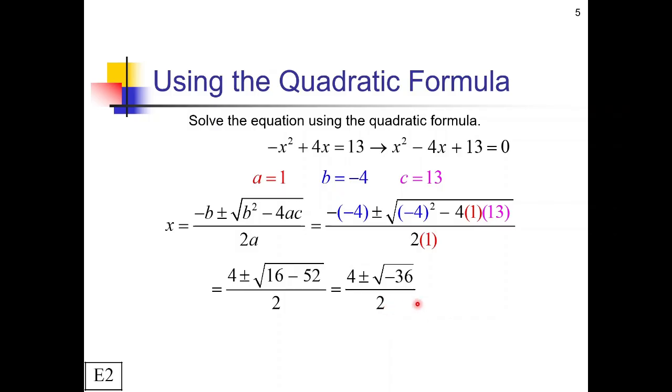And to simplify this, first we're going to simplify the radical. We can take out an i and then square root the 36 to get plus or minus 6i. And then dividing each of these by 2, or reducing by 2, we have 2 plus or minus 3i. And we're not going to write over 1 because that's just silly. So yeah, this one shows that the quadratic formula can get us even imaginary answers.